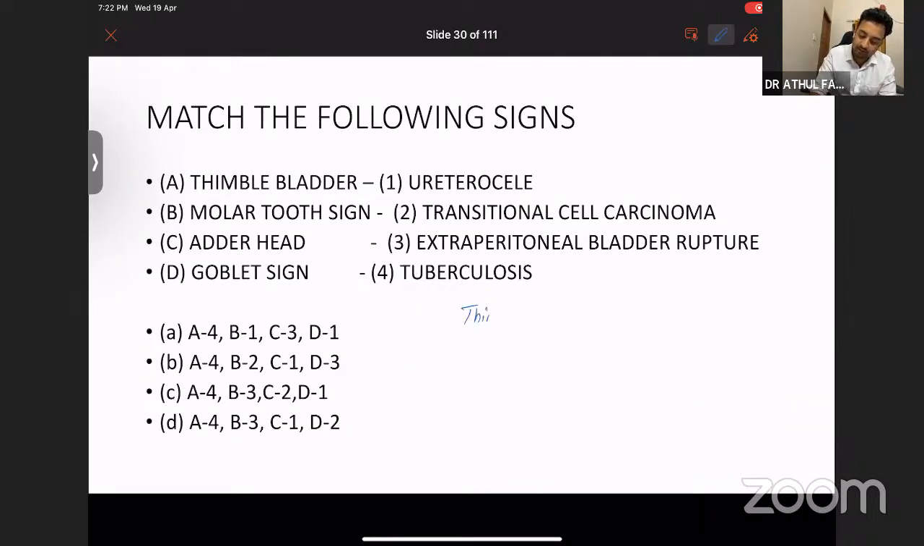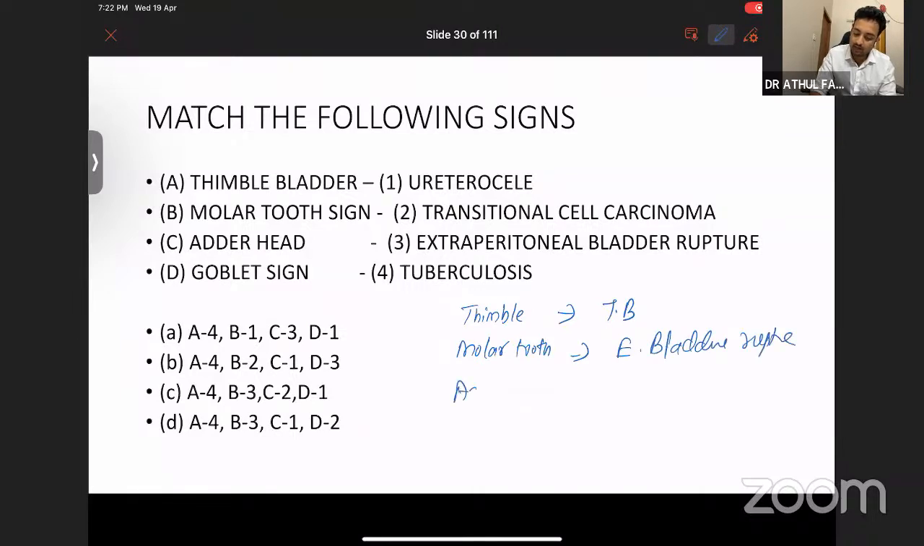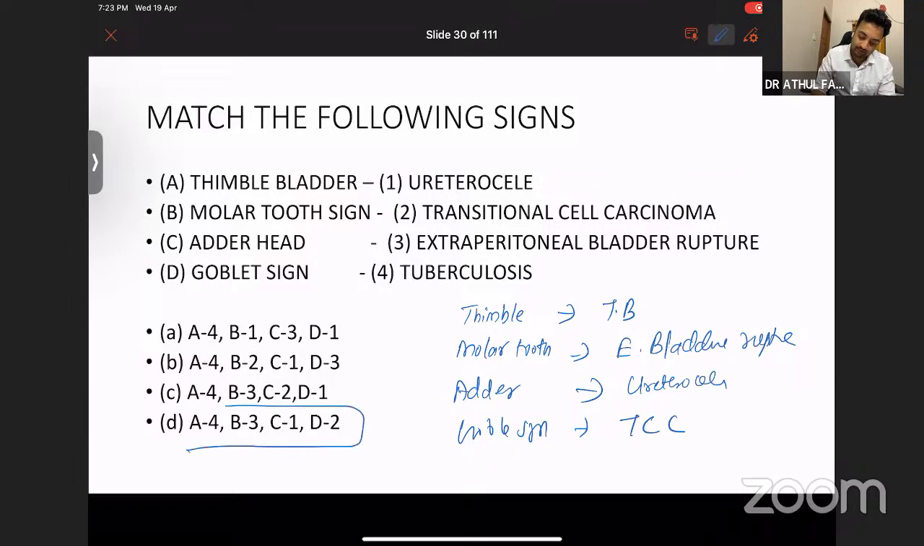Okay. First is thimble bladder. Do you know where it is seen? It is seen in tuberculosis of the kidney. Then molar tooth sign. Do you know where it is seen? It is seen in extraperitoneal bladder rupture. Adder head or cobra head appearance is seen in ureterocele. And goblet sign is seen in transitional cell carcinoma. So I hope this is the answer. A4, yeah. B3, yeah. Okay. So this is the answer for the question.